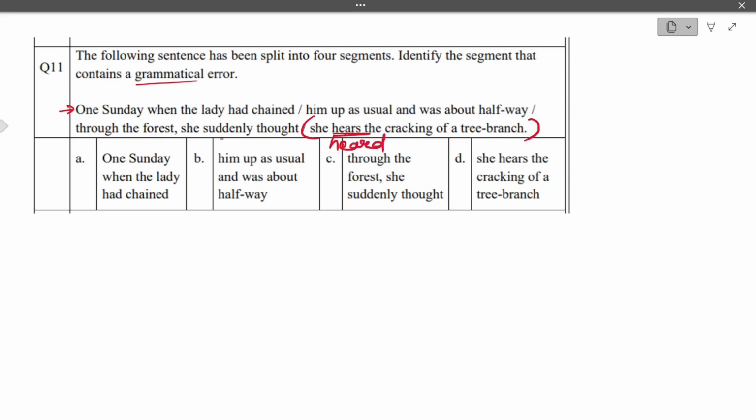Sometimes, in order to find out the answer, you have to see the preceding sentence also, because this sentence is talking in past tense. So how can we use the word hears, right? It should be heard. She heard the crackling of a tree branch. So in this case, the correct option is option number D. See guys, in this question we know that our main aim is just to find the error part only, we don't have to correct them. But we can only find out which part has the error once we know what the error is, right? So that is why we are practicing in such a way.